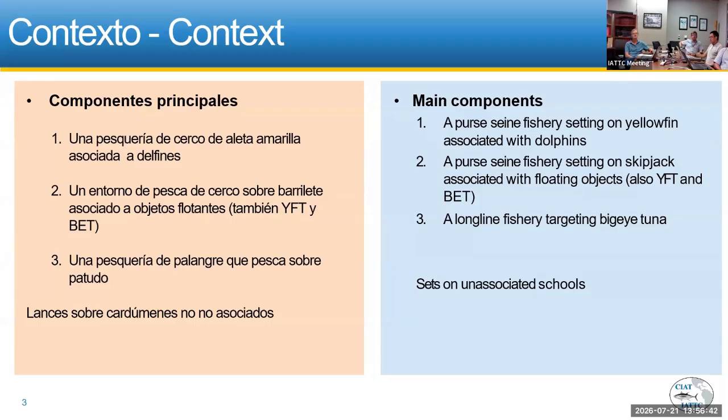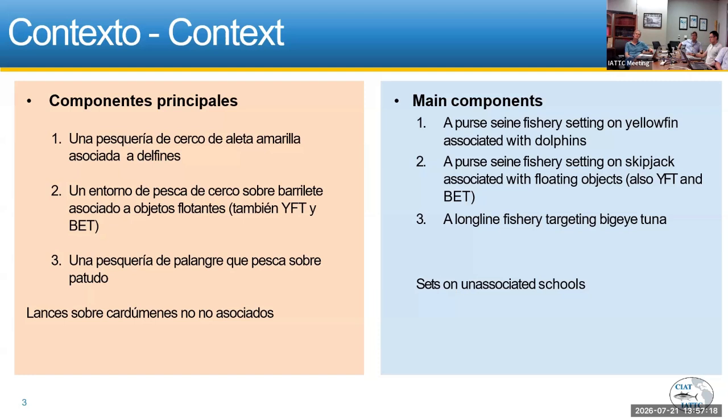Now, the second major fishery is the purse seine fishery setting on floating objects. The majority of the catch in this fishery is skipjack tuna, but it also catches quite a lot of yellowfin and bigeye tuna. And that's one reason why the multi-species, multi-stock management procedure is needed, because this fishery will interact with the purse seine fishery on dolphins because it's catching yellowfin as well.